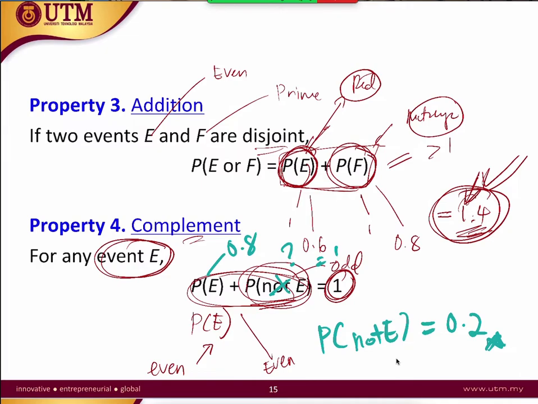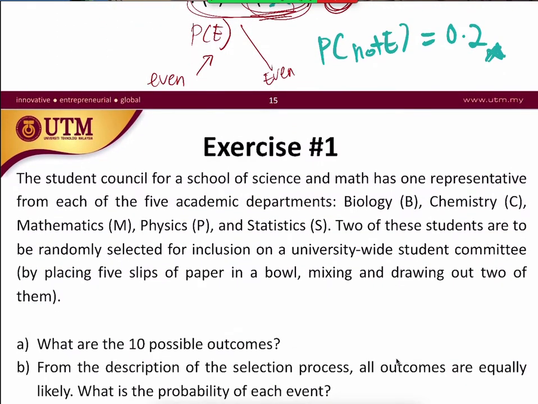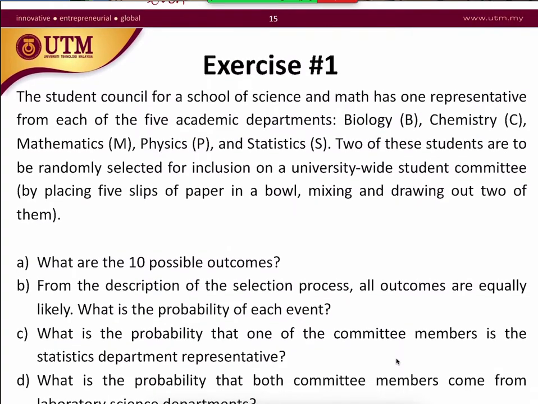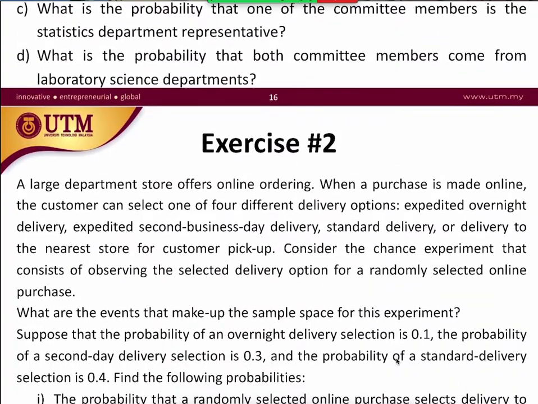Okay, so this is something that, because the question will be a bit tricky, it will not give you the probability straightforward. You might need to find it somewhere else. All right. Okay, so there are 2 exercises for this part. Exercise 1 and exercise 2.